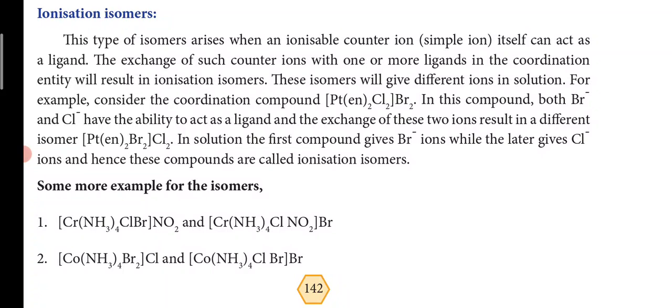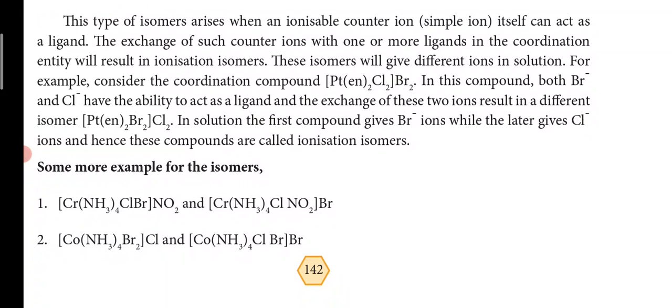So these isomers will give different ions in solution. For example, consider the coordination compound [Co(en)2Cl]Br. In the compound both Br minus and Cl minus have the ability to act as a ligand. So here we have to see which one ionizes easily. Exchange with these two results in different isomers.